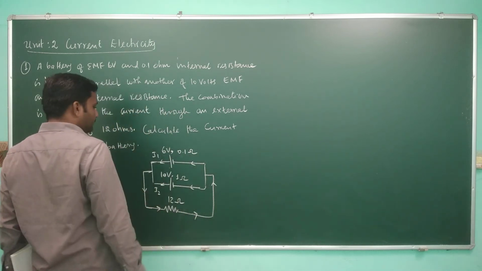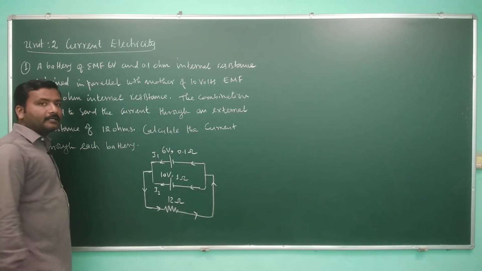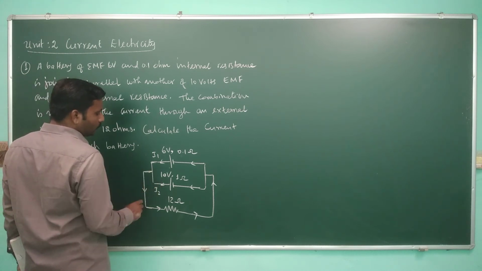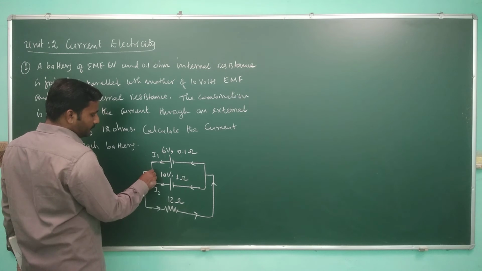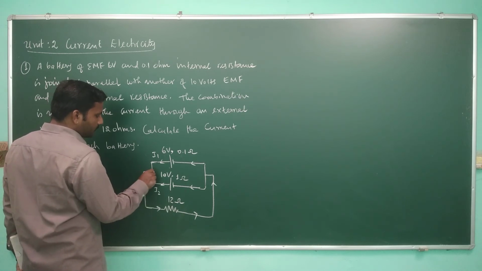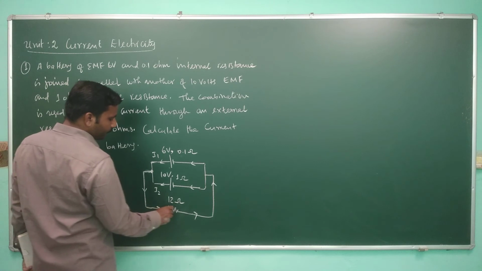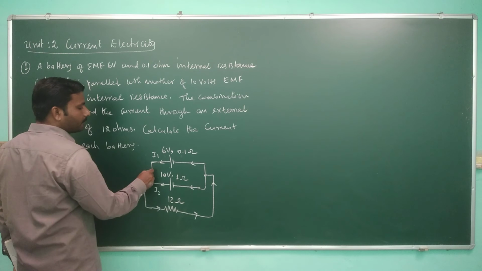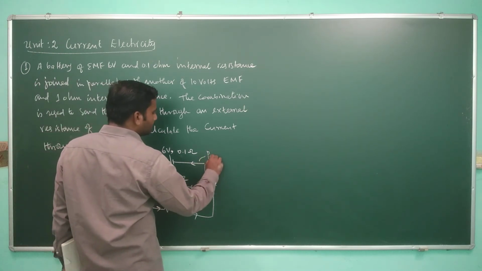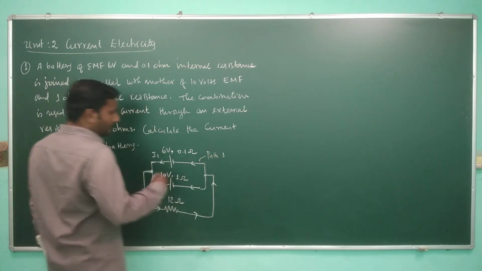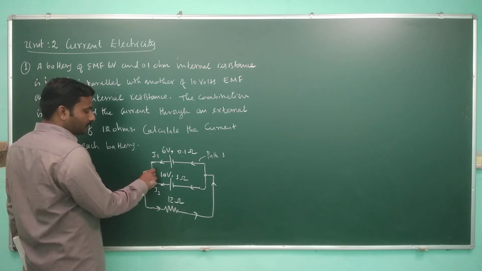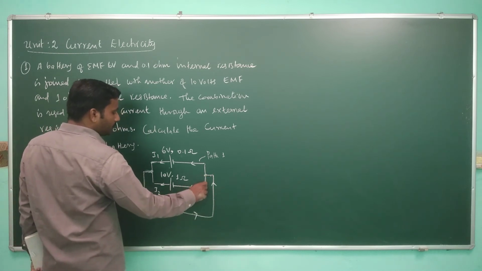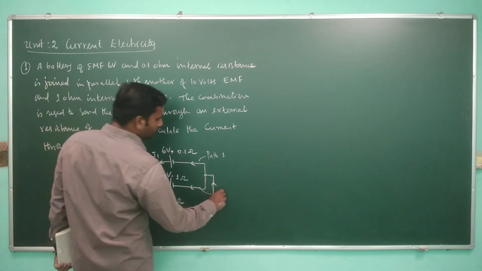Now the idea is we have to apply Kirchhoff's voltage law to this loop first. Which loop? There are two loops here. One path starts from this point, goes this way, and flows this way. If it is going this way, this is path 1. Another path starts from this point, goes through this way, and comes through this path. So this is path 2.